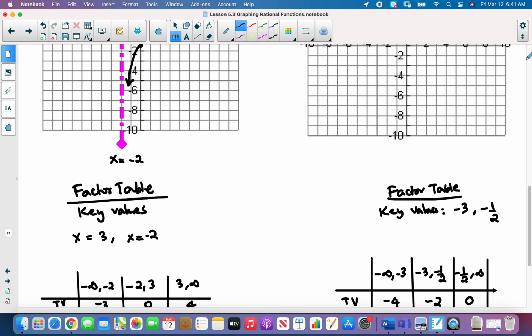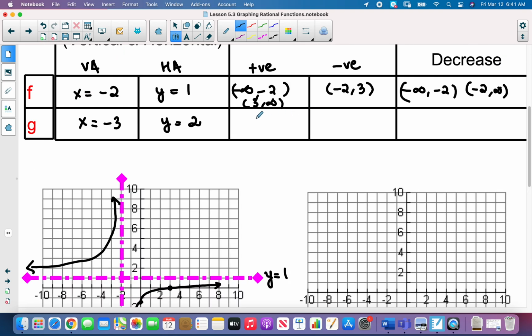So you can see that the function is positive in the intervals from -infinity to -3 and from -1/2 to infinity. And it's negative in the interval of -3 to -1/2.